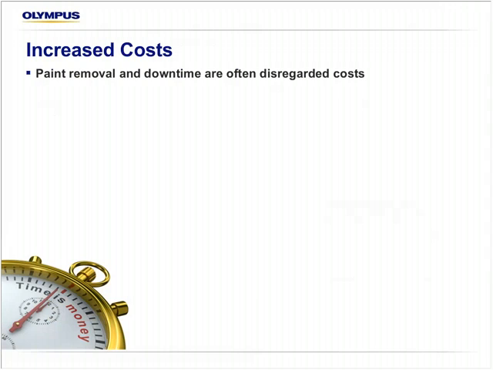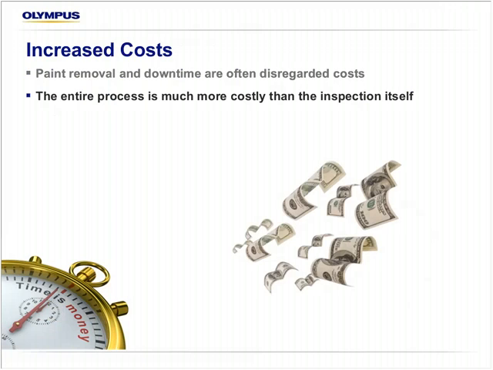The paint removal and the downtime caused by the inspection are often disregarded because it is known that the direct cost of MPI or PT is relatively low. However, the entire process, taking the paint removal and downtime into account, is a lot more costly than the inspection itself.